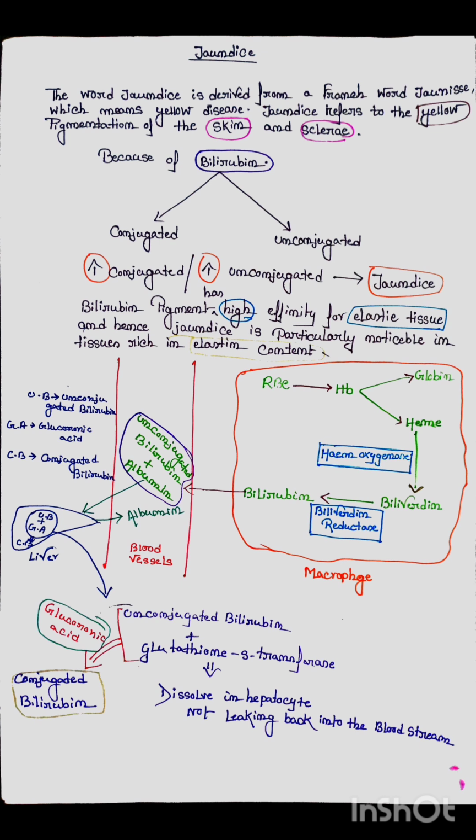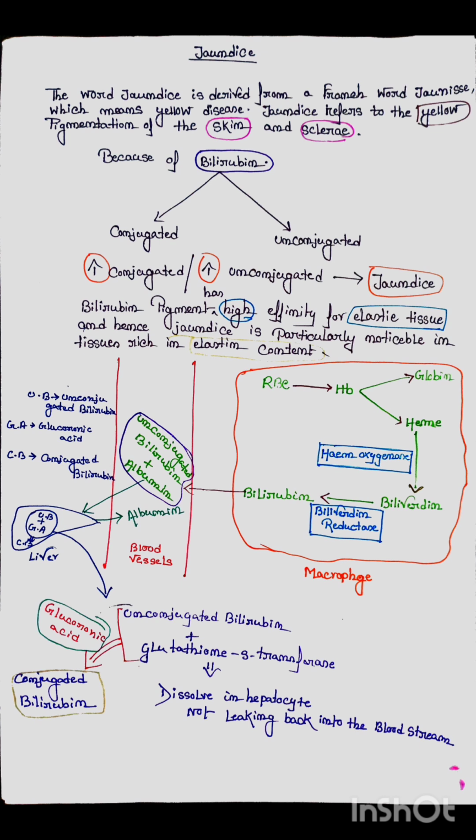Heme is converted into biliverdin, and in this conversion heme oxygenase helps. Now biliverdin is converted into bilirubin, and this conversion is facilitated by biliverdin reductase. This bilirubin is unconjugated bilirubin, and it comes into the circulation. When this unconjugated bilirubin comes into the circulation, it binds with albumin.